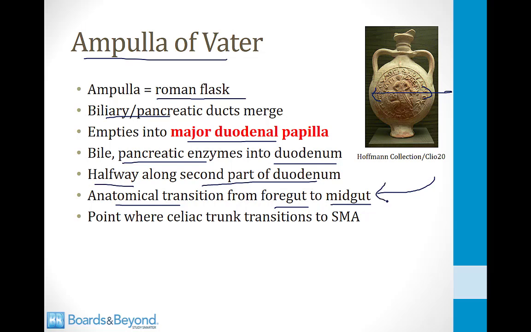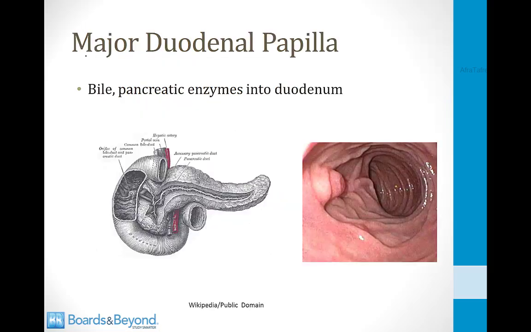But what I want to mention here is that because the duodenal papilla represents the transition from one embryologic structure to another, there is a different blood supply before and after the duodenal papilla. Before the papilla, the blood supply to the duodenum comes from the celiac trunk. After the duodenal papilla, the blood supply comes from the superior mesenteric artery, and that's because the blood supply derived from different embryologic structures.